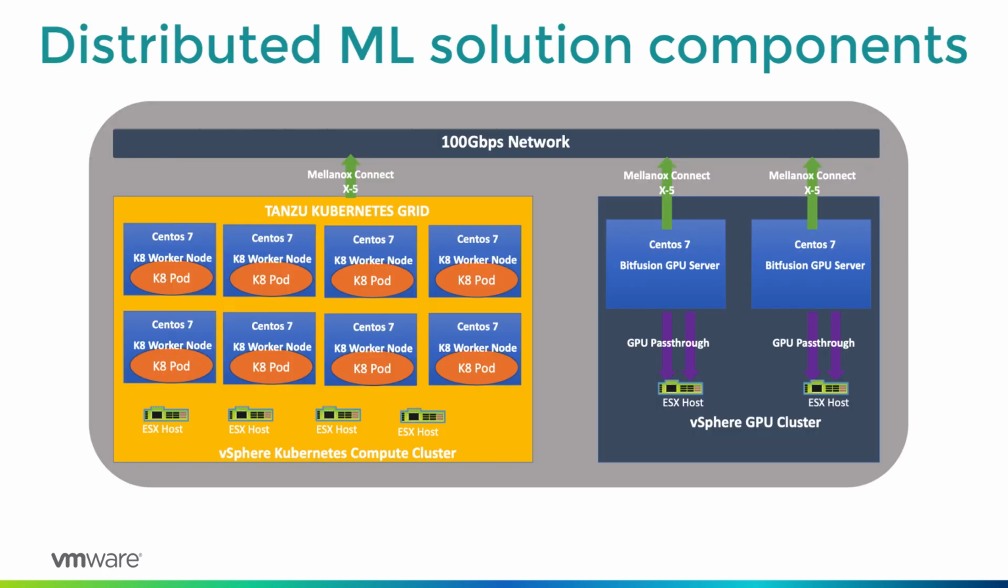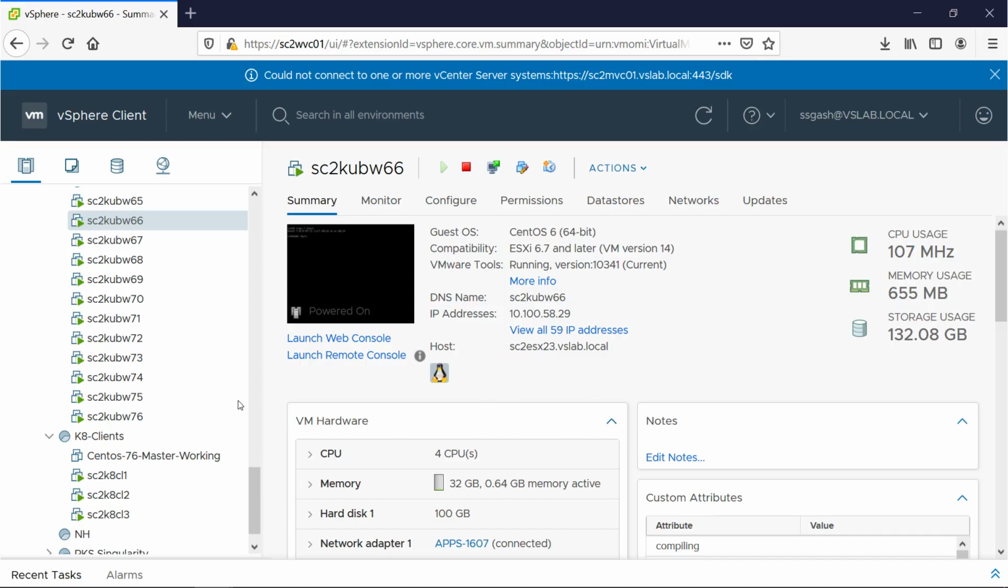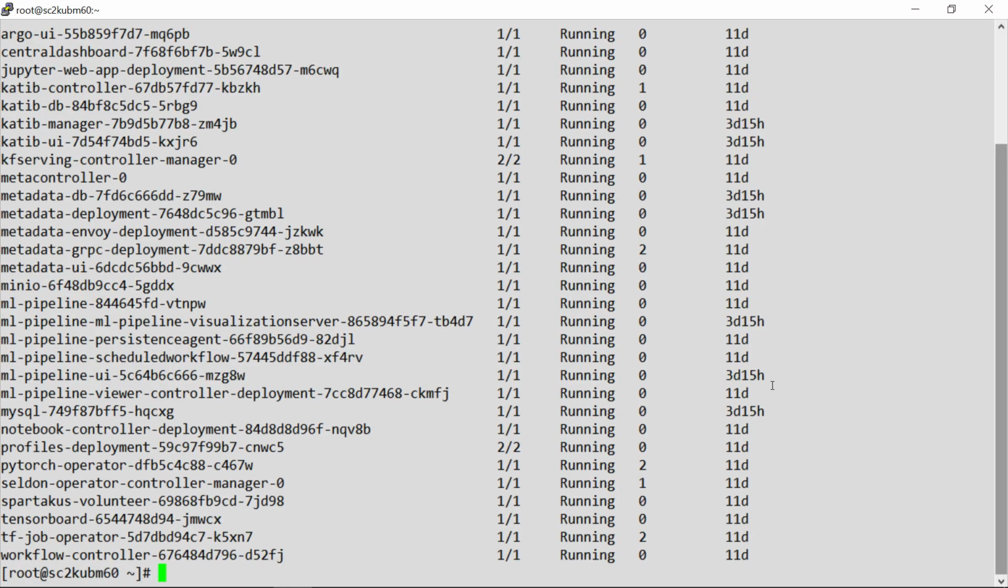The components of the solution include Tanzu Kubernetes Grid on CentOS, with training leveraging Bitfusion-based access to GPU resources over the network. This is the Kubernetes cluster used for running the solution. The corresponding nodes are shown on vSphere SDDC. Here we see the pods corresponding to Kubeflow. We can see the TFJob operator running.